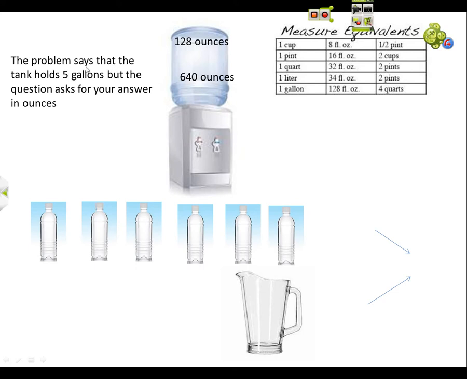The problem says that the tank holds 5 gallons, but the question asks for your answer in ounces. 128 ounces times 5 gallons equals 640 ounces. 1 gallon equals 128 fluid ounces.